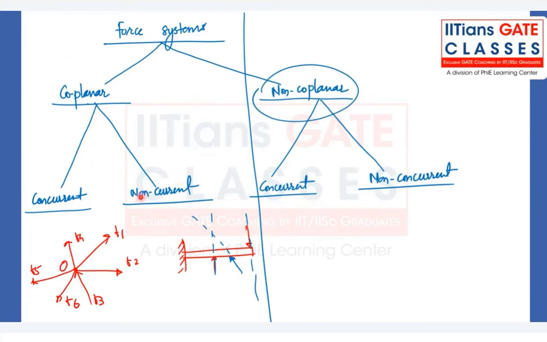Similarly in non-coplanar, not only x and y, but also the summation of all the forces in the z direction you have to consider, and the moments about the other axes also you have to consider, and those should also be zero when we say the body is in equilibrium in case of a non-coplanar coordinate system.